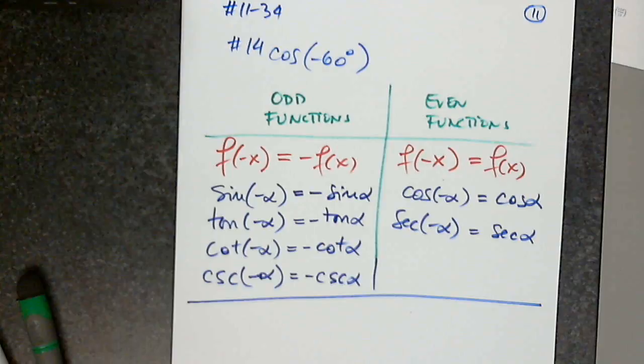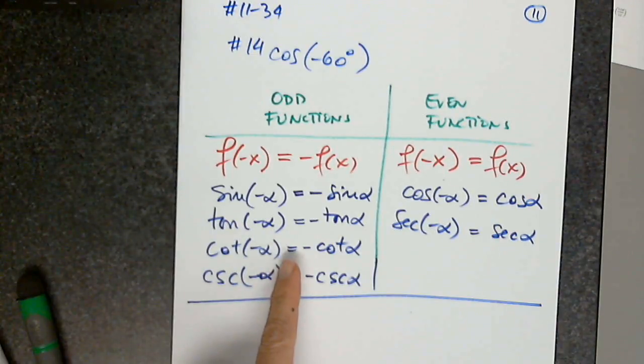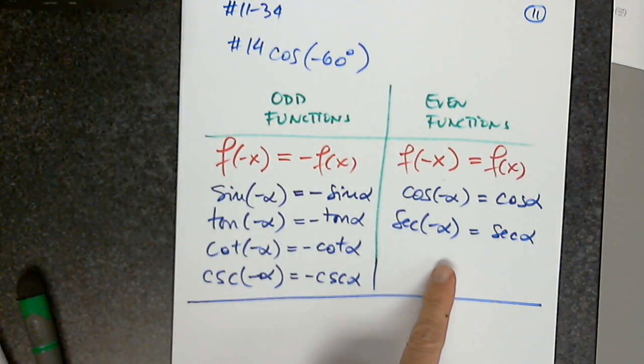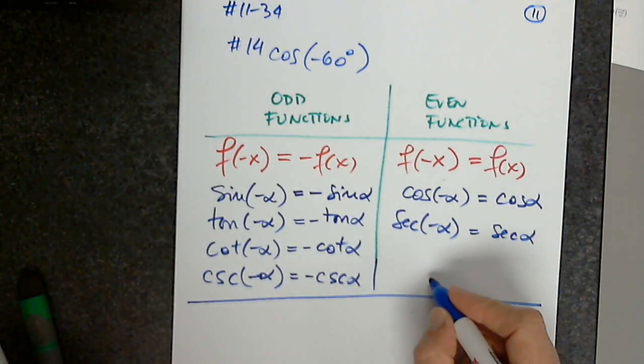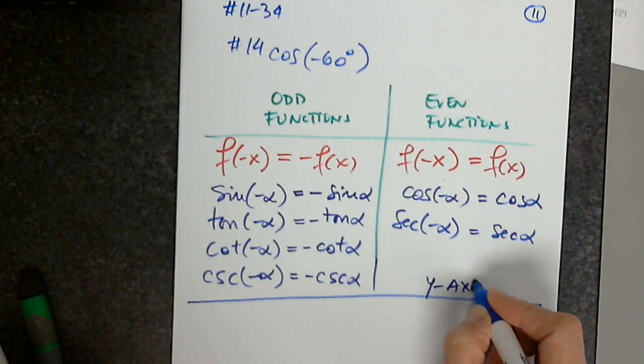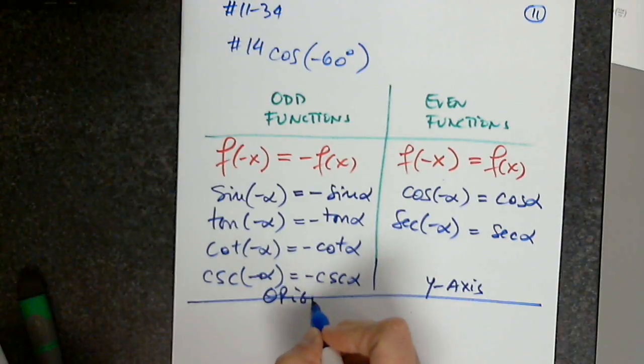So when we get the chance to graph them, everything odd will be symmetric with respect to the origin, and these two will be symmetric with respect to the y-axis. Something that is symmetric with respect to the x-axis will not be a function. The y-axis, indeed. So let's write that down because we forgot. So symmetric with respect to the y-axis, and here origin.